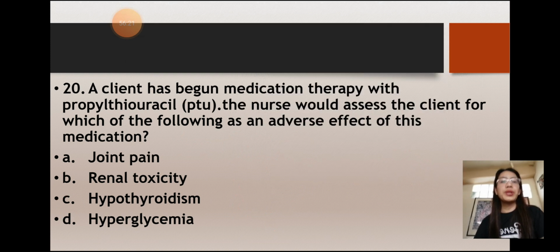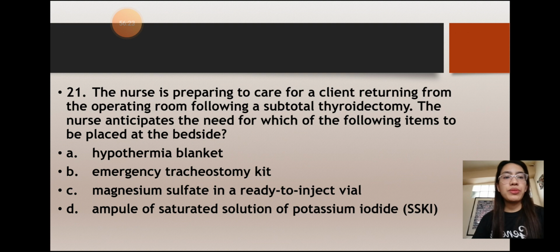21. The nurse is preparing to care for a client returning from the operating room following subtotal thyroidectomy. The nurse anticipates the need for which of the following items to be placed at the bedside. I think na-encounter na natin itong question na ito dati. So, subtotal thyroidectomy. Tinanggalan thyroid. Ano ang kailangan na sa bedside? Is it A, hypothermia blanket? B, emergency tracheostomy kit? C, magnesium sulfate?